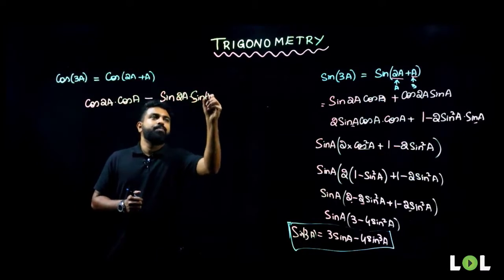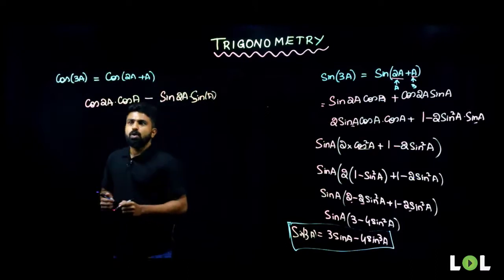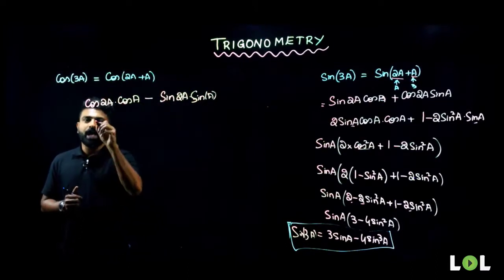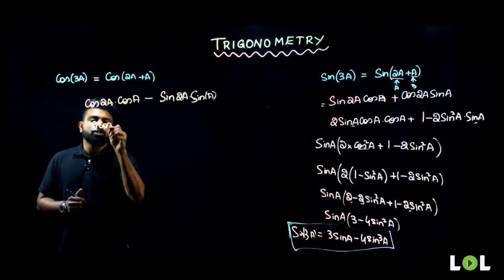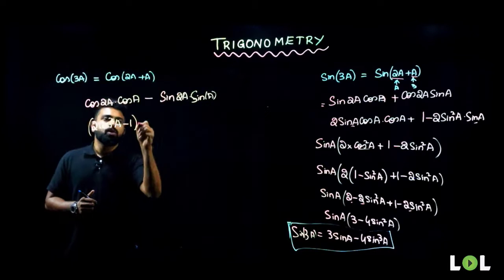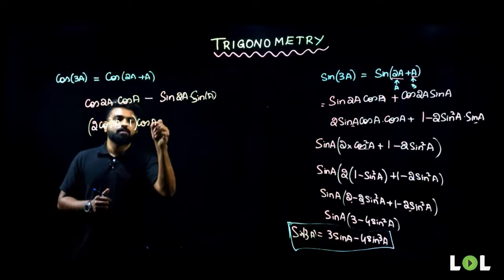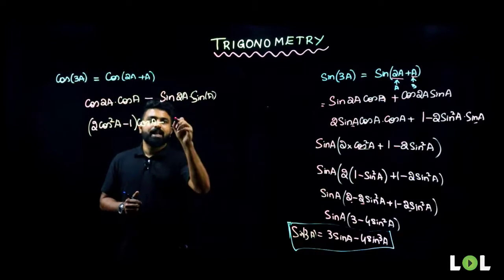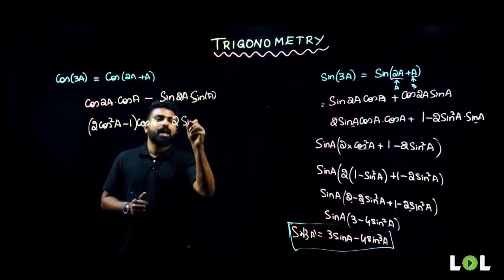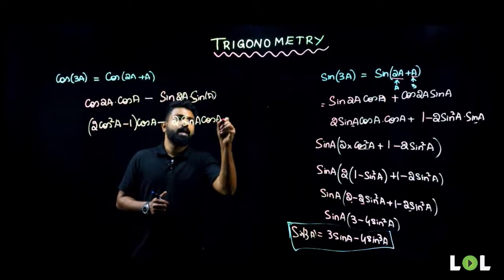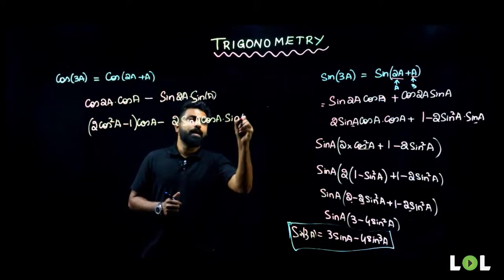sin a. So now, what can I write my cos 2a as? I can also write my cos 2a as 2 cos square a minus 1, whole into cos a, minus, what can I write my sin 2a as? I can write my sin 2a as 2 sin a cos a, into sin a.